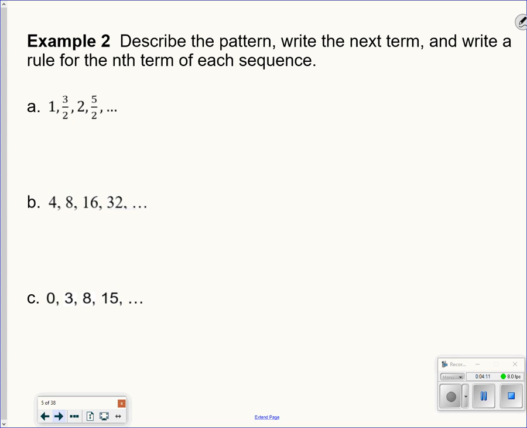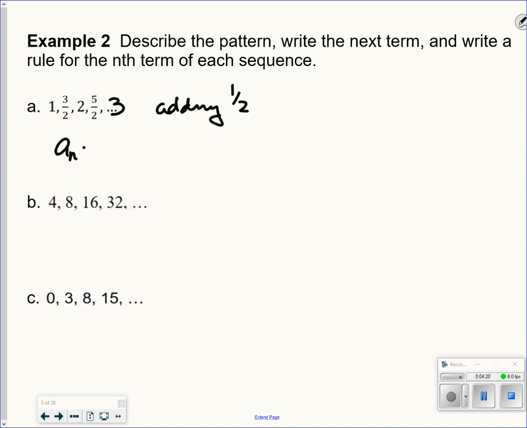So what is the next number in the sequence? Well, the next number in the sequence is going to be 3. And what's happening each time? They're adding a half. So each time they're adding a half. So what would the rule be?